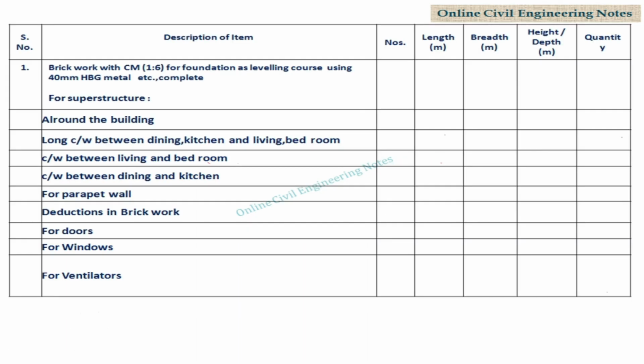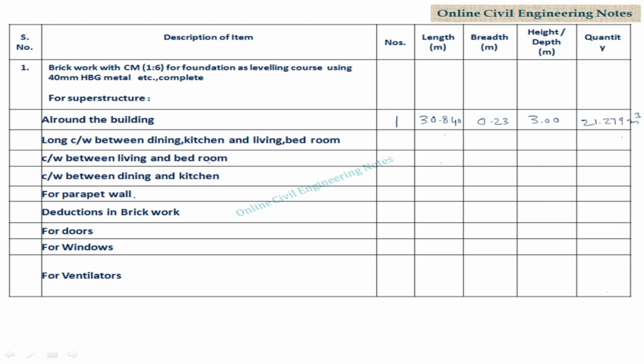Brick masonry for superstructure. All around the building, number is 1. We know the length. All around the length is 30.840 meters. Breadth or width is thickness of the wall, that is 0.23 meters, and height is 3 meters. Quantity is 1 into 30.84 into 0.23 into 3, 21.279 cubic meter.